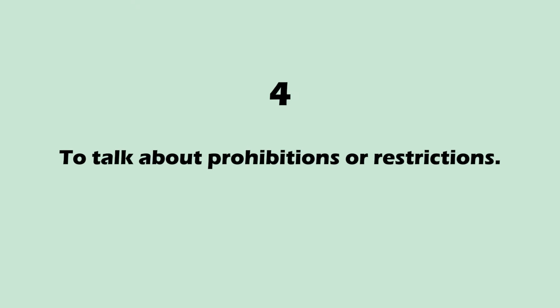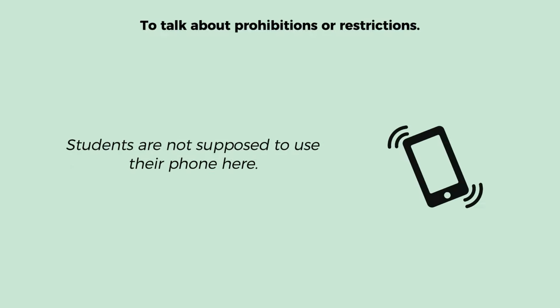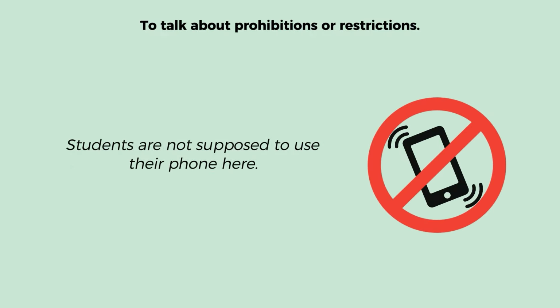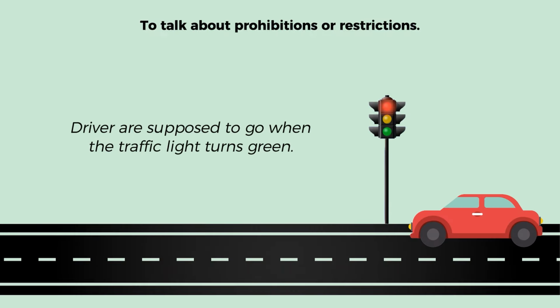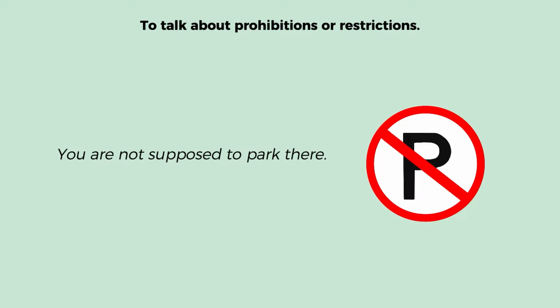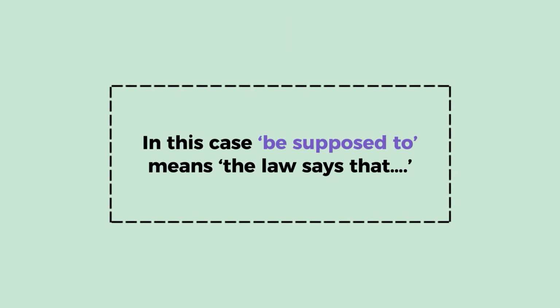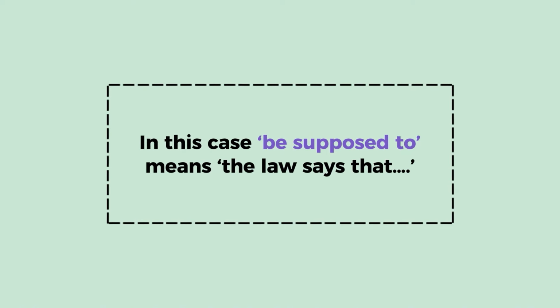4. To talk about prohibitions or restrictions. Here are some examples. You are not supposed to smoke here. Students are not supposed to use their phone here. Drivers are supposed to go when the traffic light turns green. You are not supposed to park there. As you can see in this case, be supposed to means the law says that.